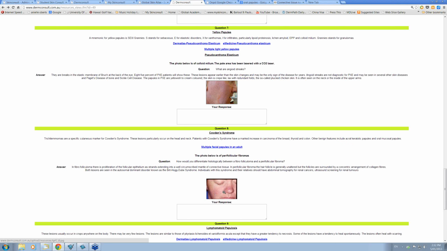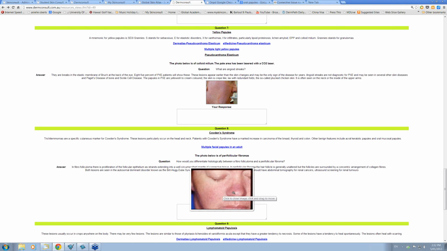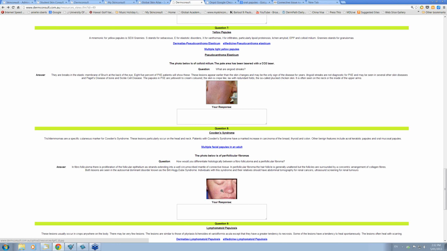This was a patient who had perifollicular fibromas. Look, I will enlarge all these images. I don't know why I've got these small ones there. Perifollicular fibromas, they're seen in this autosomal dominant disorder, the Birt-Hogg-Dubé syndrome. Now, this is another one that has associated malignancies with it. Individuals with this syndrome and their relatives should have abdominal tomography for renal cancers and ultrasound screening for renal tumors. So it's renal tumors that are associated with the Birt-Hogg-Dubé syndrome. And I think they can have trichofolliculomas as well as perifollicular fibromas.